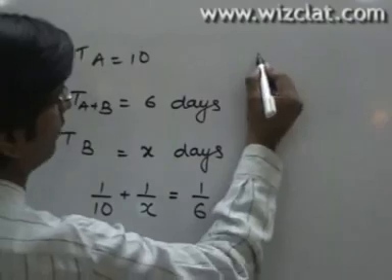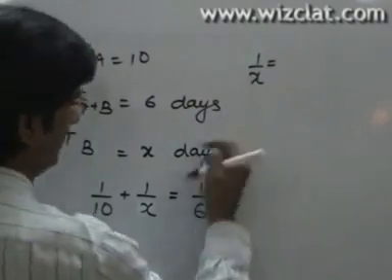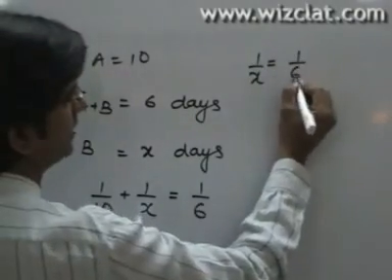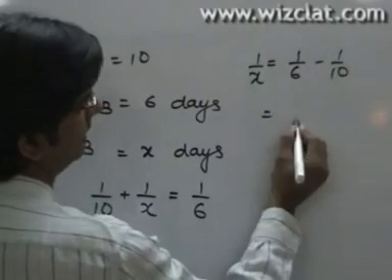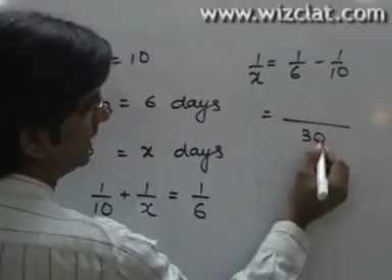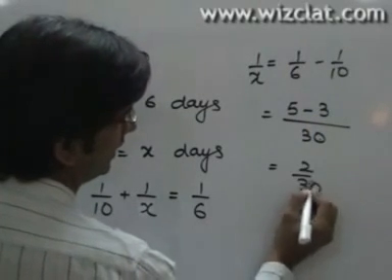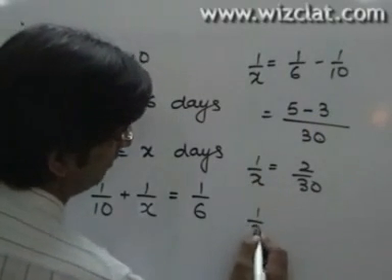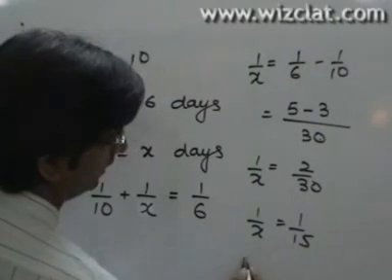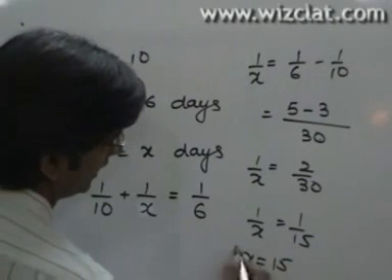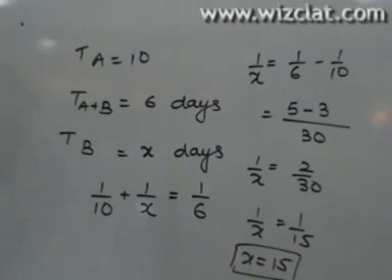When we solve this equation, we will get the value for X. So we will say 1 upon X is equal to 1 upon 6 minus 1 upon 10. 30 is the LCM. 6 5s are 30. 5 minus 3, 2 by 30 is equal to 1 by X. So 1 by X is equal to 1 by 15. Therefore, X equals 15 days. So that is the first method. What if I apply another method?